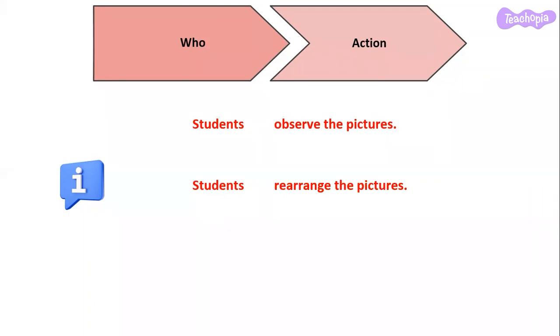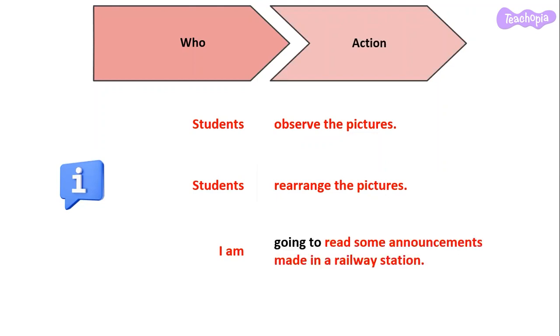Now, supposing we are talking about ourselves, we will say, I am, and what is the action that we are doing that we want the students to pay attention to? We want to say that we are going to read some announcements made in a railway station. So we will say, I am going to read some announcements made in a railway station. So here are examples of how we can construct instruction-based sentences using the two blocks.